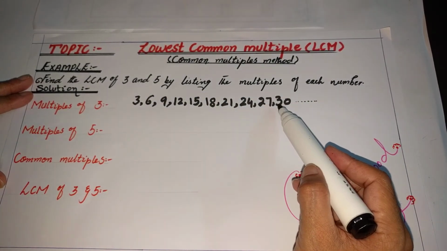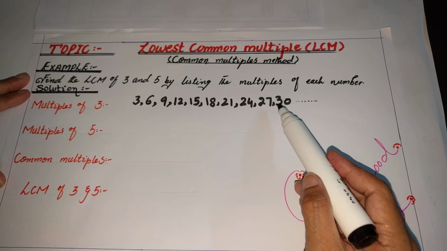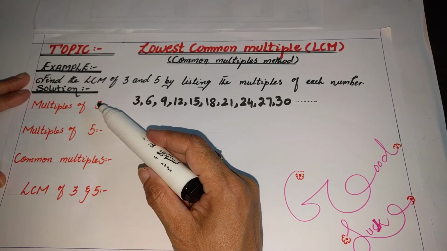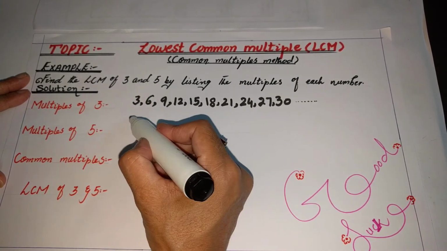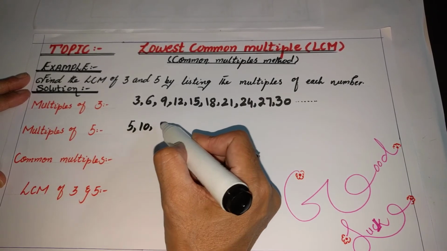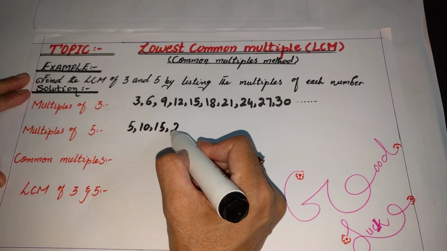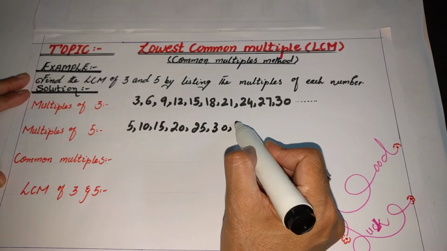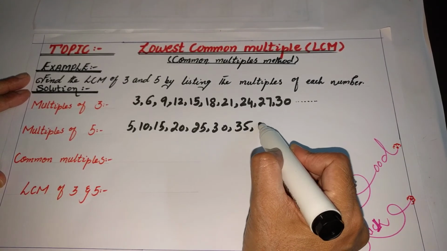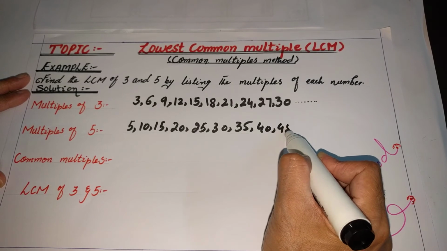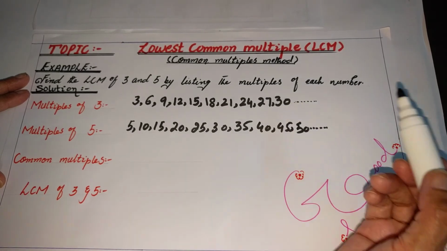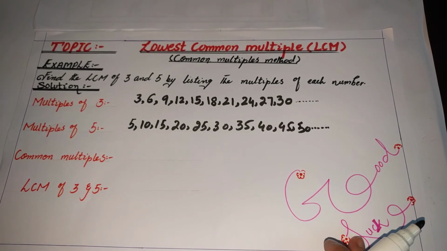Why are these all the multiples of 3? Because these all numbers are exactly divisible by 3, leaving no remainder. Now come to the multiples of 5. 5 ones are 5, 5 twos are 10, 5 threes are 15, 5 fours are 20, 5 fives are 25, 5 sixes are 30, 5 sevens are 35, 5 eights are 40, 5 nines are 45, 5 tens are 50, because multiples are unlimited. Now, this one was the first step, find the multiples of both numbers.